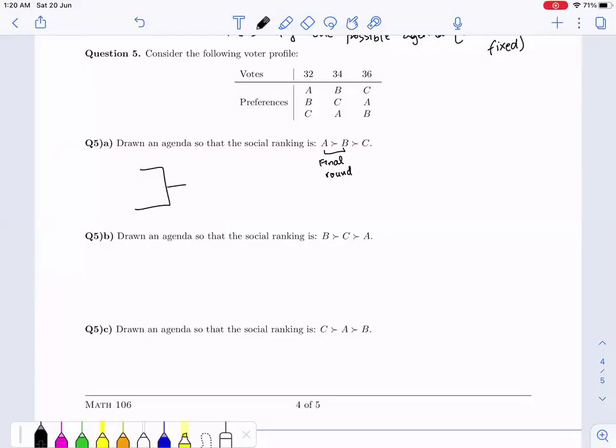So you have something between A and B, and A wins the final round. A and B are the finalists, and C is one of the bottom ones. So you can either have A and C compete with each other, or B and C compete with each other.